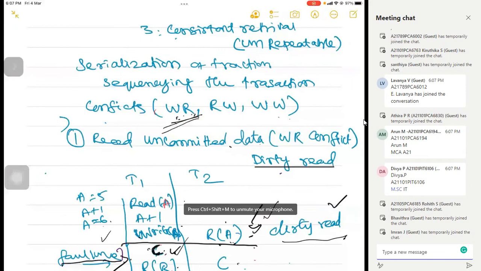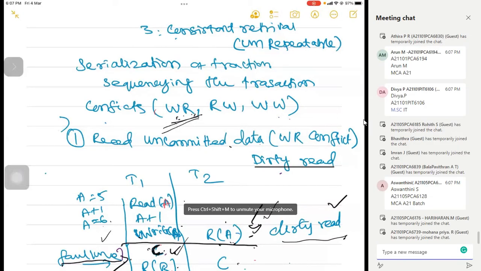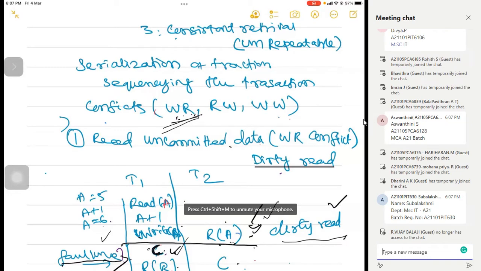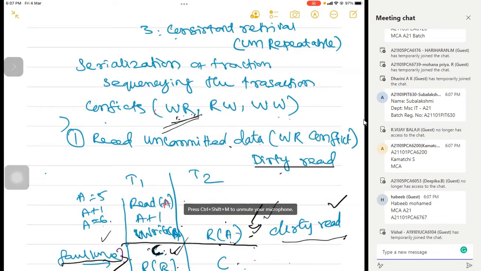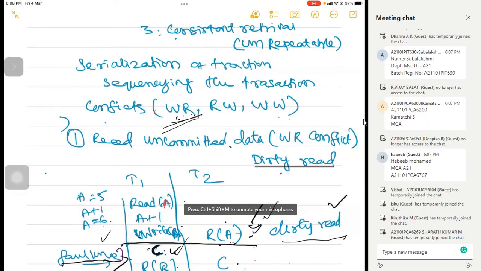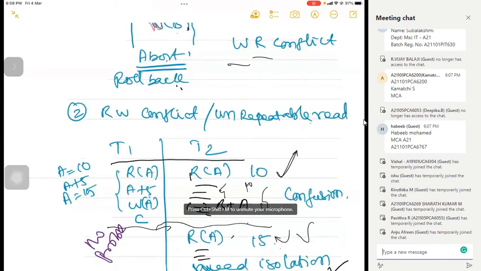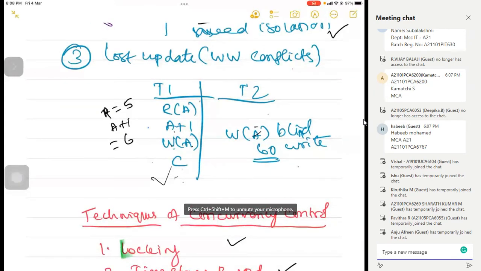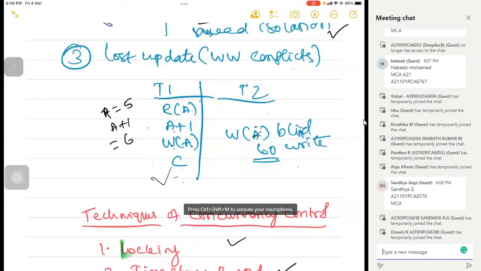executed. Okay, so while concurrent operations are carried out, what are all the problems we may face? That is write-read conflicts, read-write conflicts, and write-write conflicts. The write-read conflict we may call a dirty read, the read-write conflict an unrepeatable read, and the write-write conflict a blind write. So these are the different types of conflicts while we are doing concurrent operations.